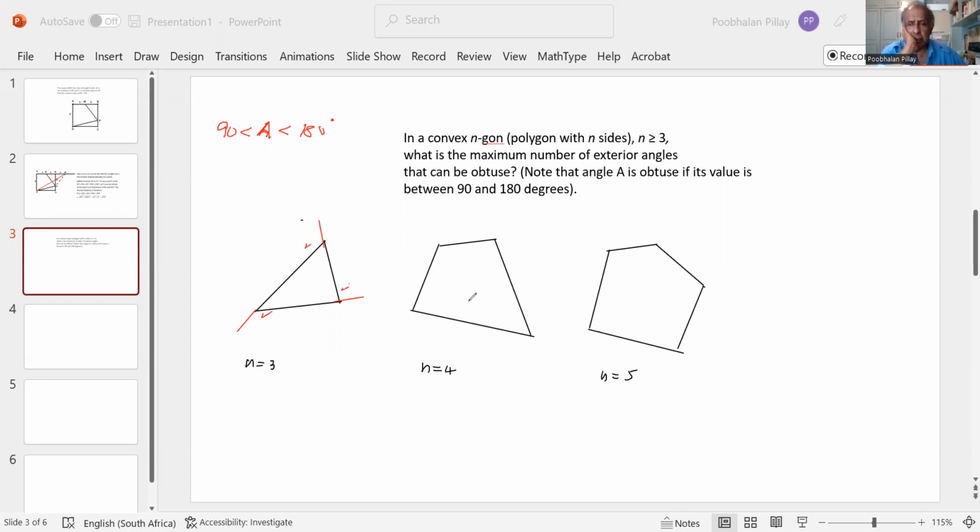If you try this one here, you will see that, so let's just draw the exterior angle. So straight away you see that you got an acute angle. So this doesn't work. Now the question is, is it possible to draw a quadrilateral where all the angles are obtuse? Or likewise, is it possible to draw a pentagon where all the angles are obtuse?